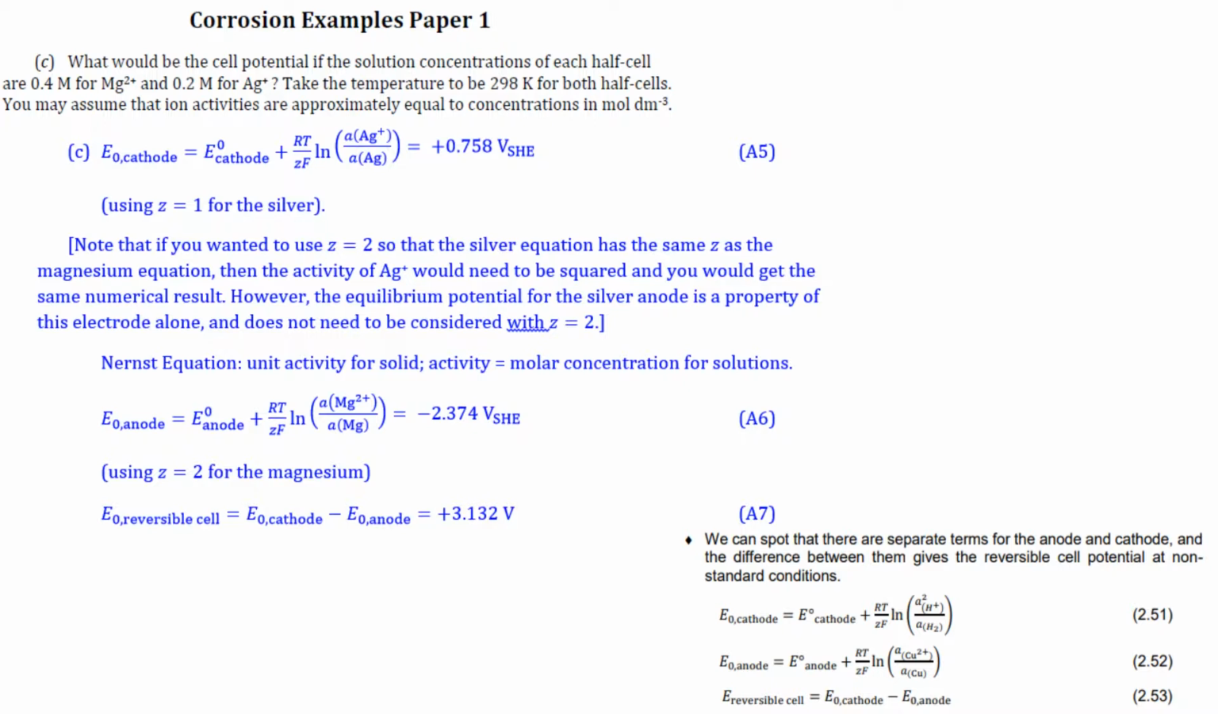Anyway, once you find the 2 electrode equilibrium potentials using the Nernst equation for each process, the reversible cell potential in equation A7 comes out as plus 3.132 volts, about 30 millivolts smaller than the value at standard concentrations found in part B.